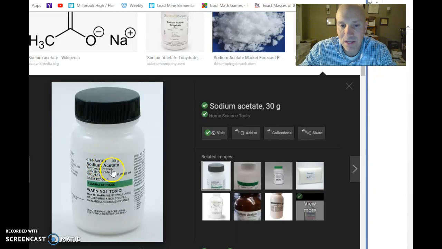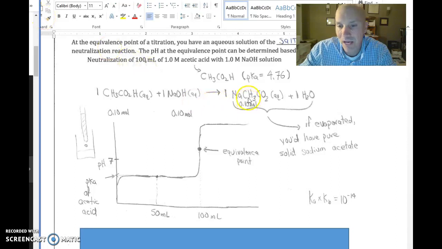All right. And the reason that it's going to be slightly basic is that it contains acetate, which, if you look back at this reaction right here, this is the acetate part. All right. So that is the conjugate base of a weak acid, and so it would be a weak base. All right. So a way of thinking about how to figure out what the pH would be at the equivalence point is just to say, what would the pH be of this solution right here? All right. So how are we going to do that?